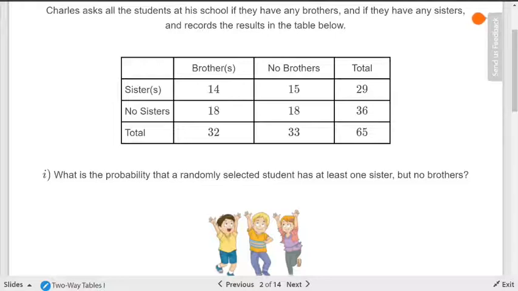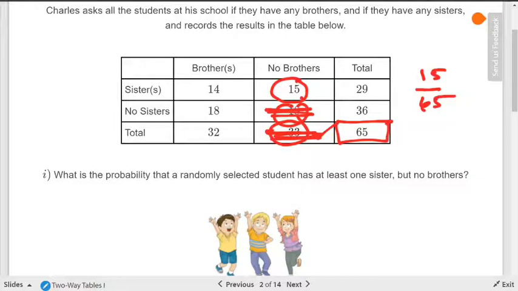What's the probability that a randomly selected student has at least one sister but no brothers? Okay, so we're talking about sisters here with no brothers. So where is that? Sisters with no brothers. Can I use the total under no brothers? No, because I have another qualifier, right? They do have sisters, so I can't use that. So it has to be the 15, right? Out of everybody? Yes. So out of the 65.